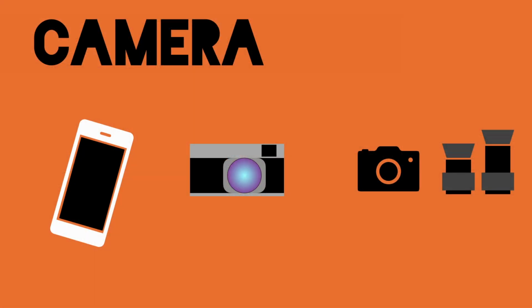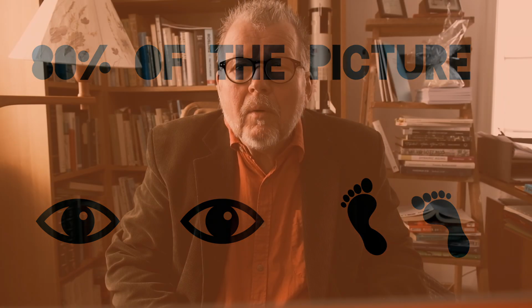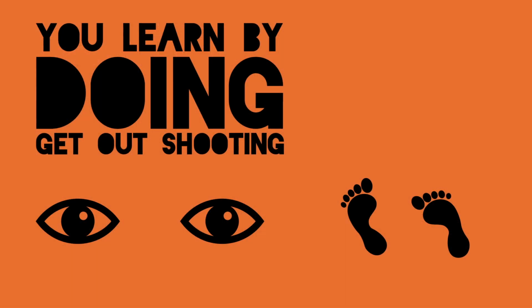Of course, you need some kind of camera. We'll talk about cameras and lenses and camera gear in another class. 80% of the picture is about your eyes and about your feet. So begin with training that before you rush away to buy a fancy camera. Of course, the brain has a part of it. You have to train your brain to think as a photographer. You learn by doing, by shooting. Go out and do that.